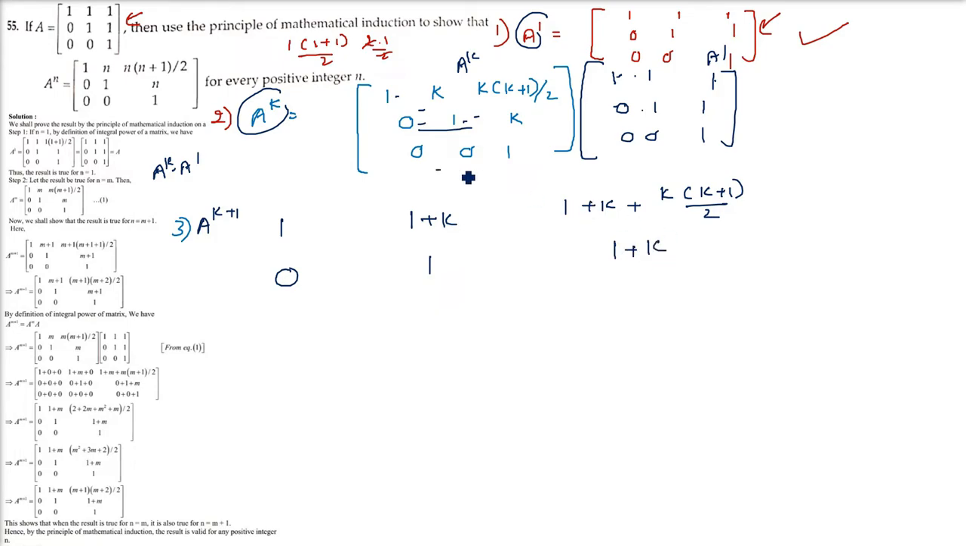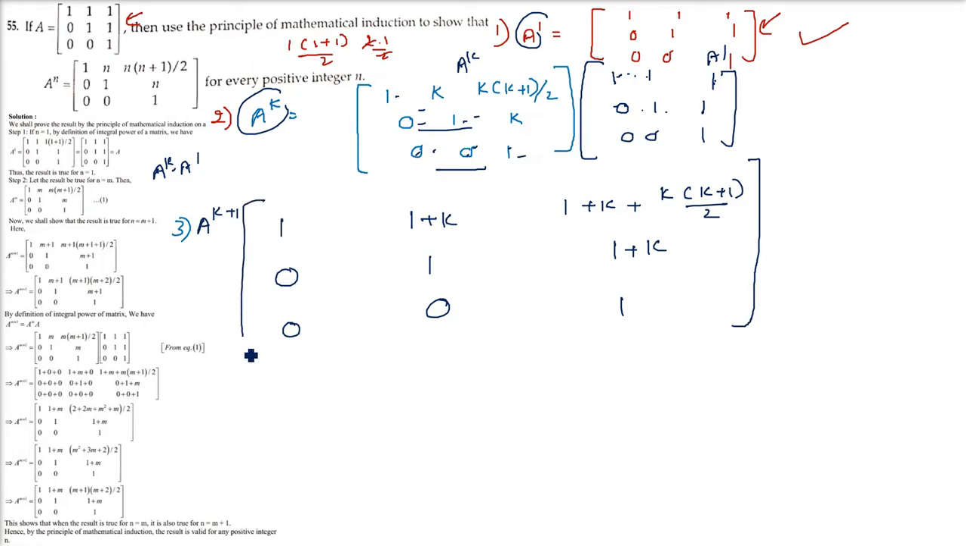Now this row with this column, 0, 0, 1, 0, 0, 0, 0, 1, 0, 0, so only 0 will come. Again 0 into 1, 0, 0 into 1 and 1 into 0, so 0 will come. Now the third row with the last column, so 0 plus 1, that is going to be 1.